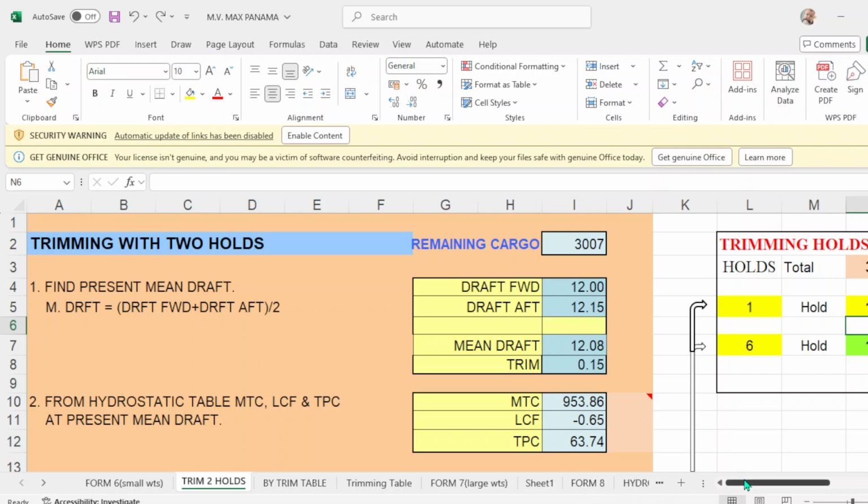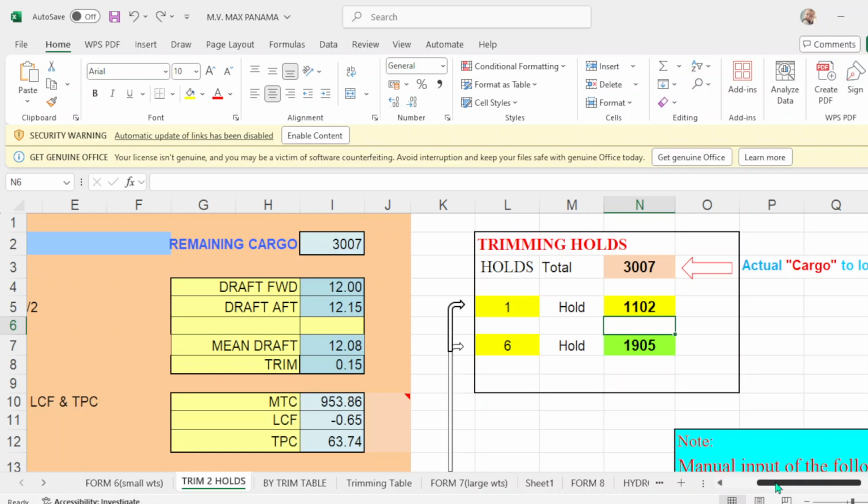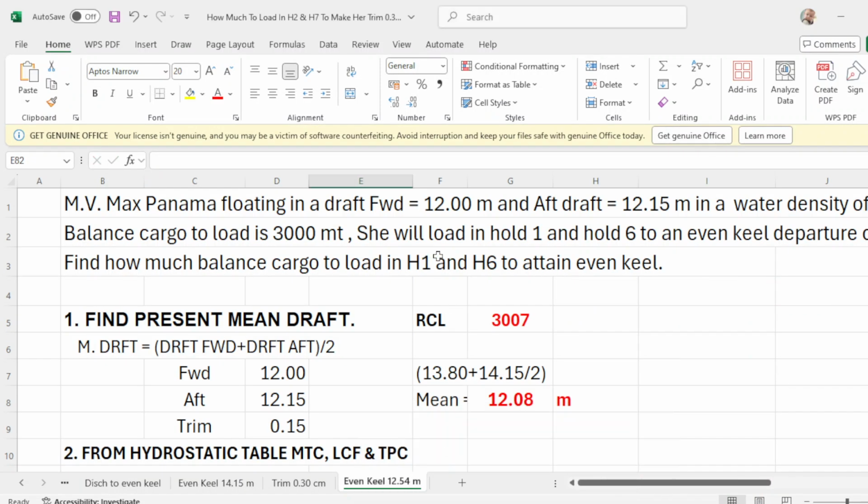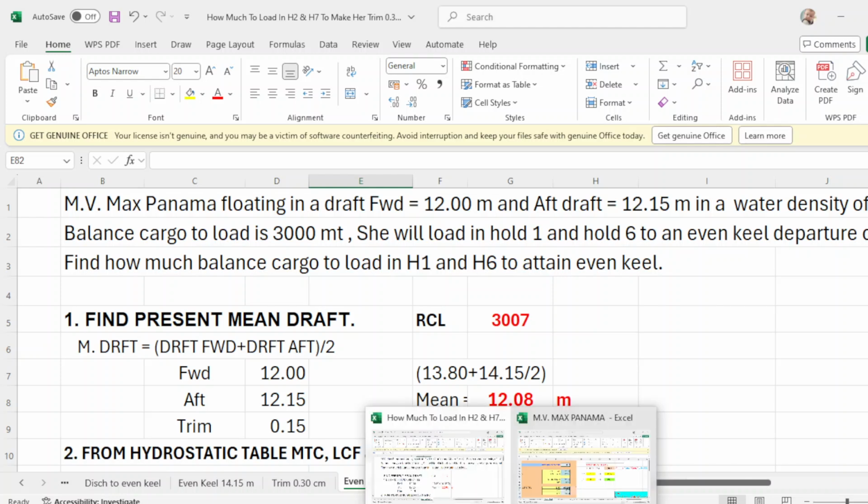Okay. Now your trimming hold is 1 and 6. So put here 1 and 6. Okay. Let me show you, the trimming hold is 1 and 6. Okay. Let's go back.